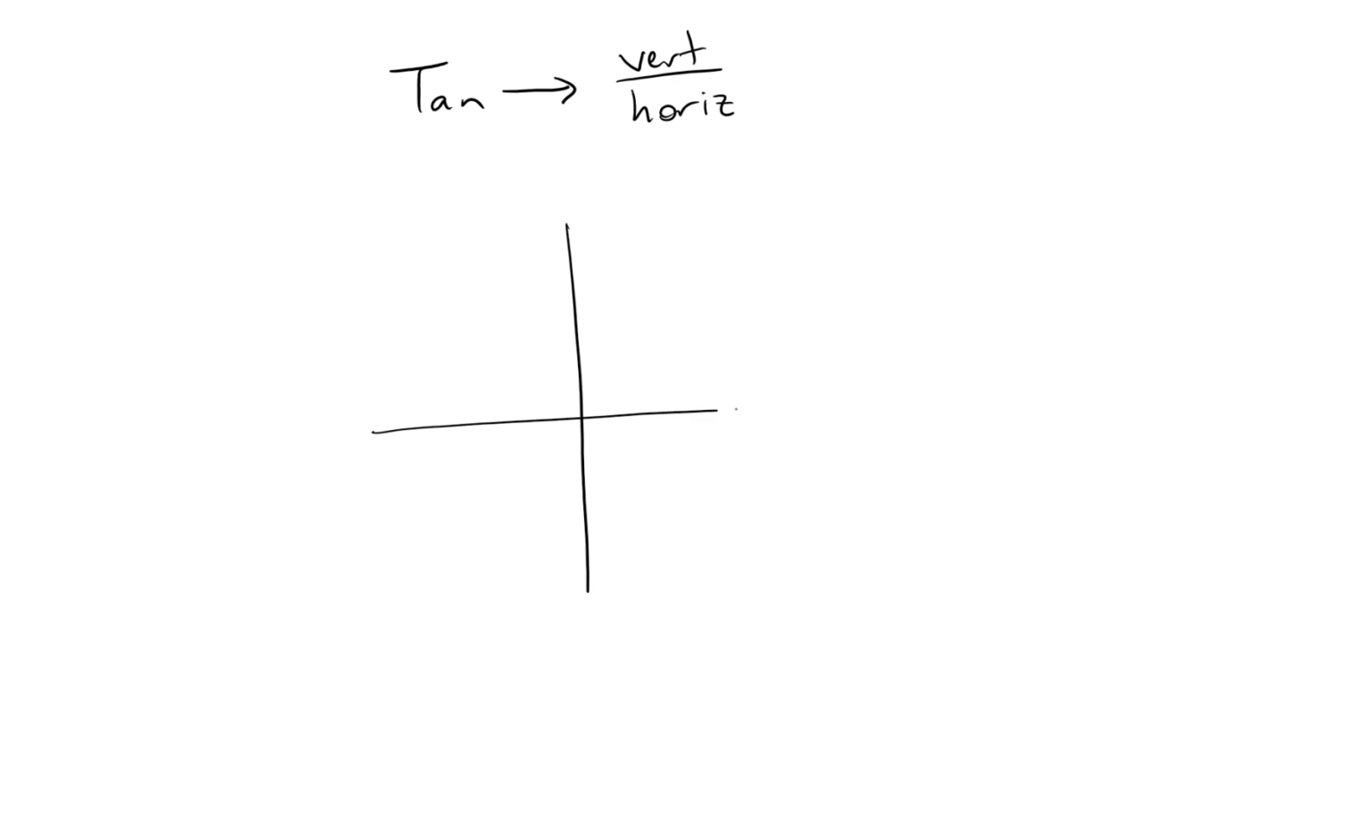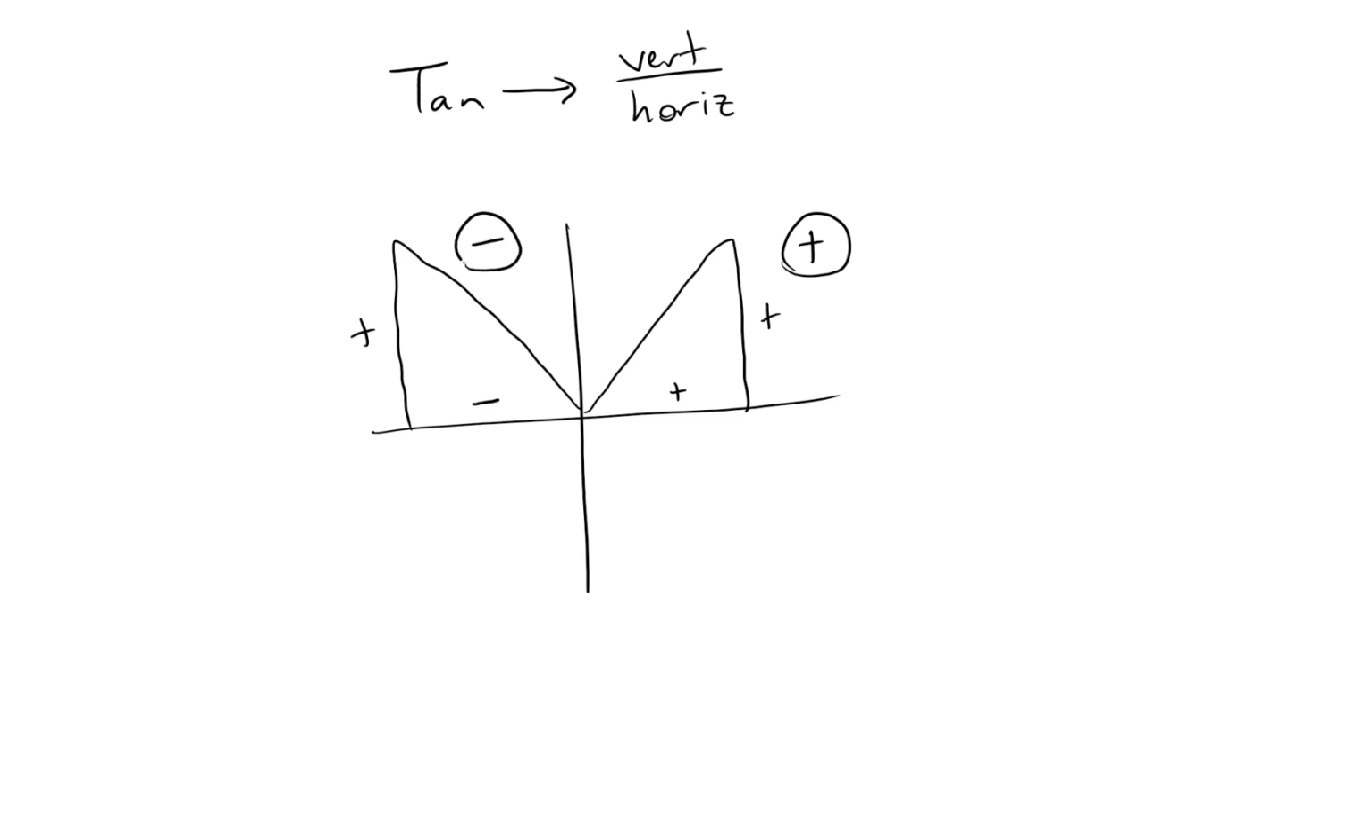Okay, last we have the tangent function, which is the vertical divided by the horizontal. Okay? So if we look in the first quadrant, the vertical is positive, the horizontal is positive. When you divide a positive by a positive, you get a positive. In the second quadrant, the vertical is positive, but the horizontal is negative. Positive divided by a negative is a negative.